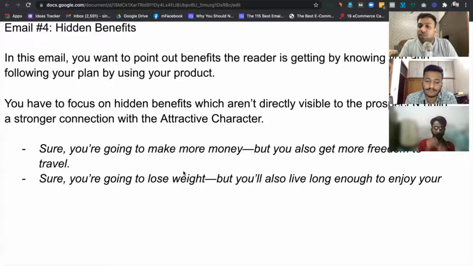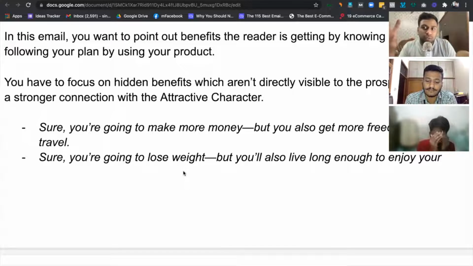Suppose someone is going to lose weight, and you're selling a weight loss program. What are the hidden benefits of losing weight? He will have a long life, people will start complimenting him, he will be welcomed everywhere, and he will be more confident, right?